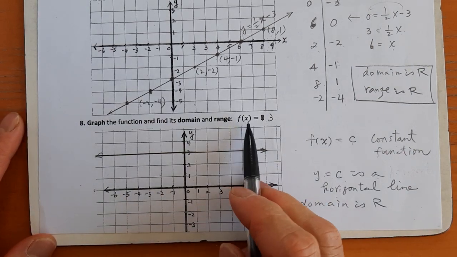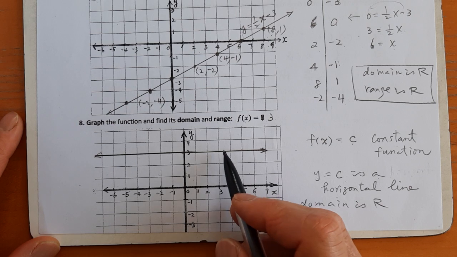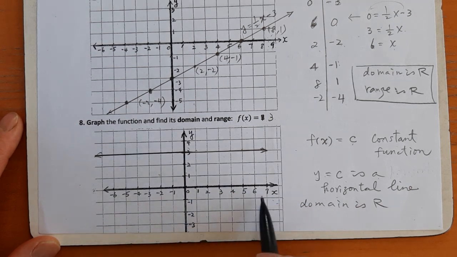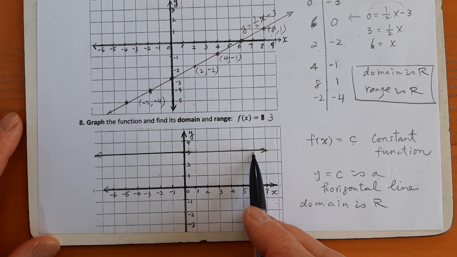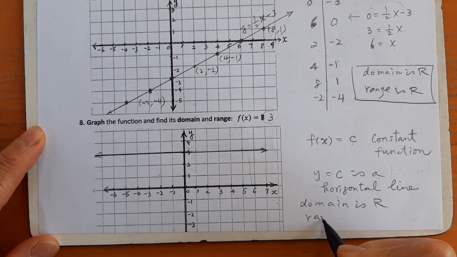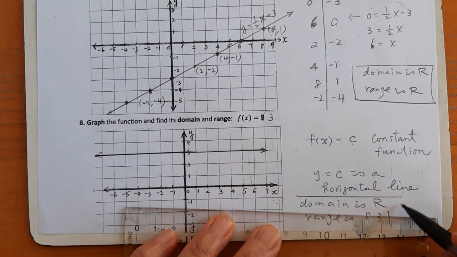For x, you can put any real number in: 5, 4, 3, 2, 1, 0. Y is always 3. The function value is always 3. So the range is just one number, 3. This is the domain and the range.